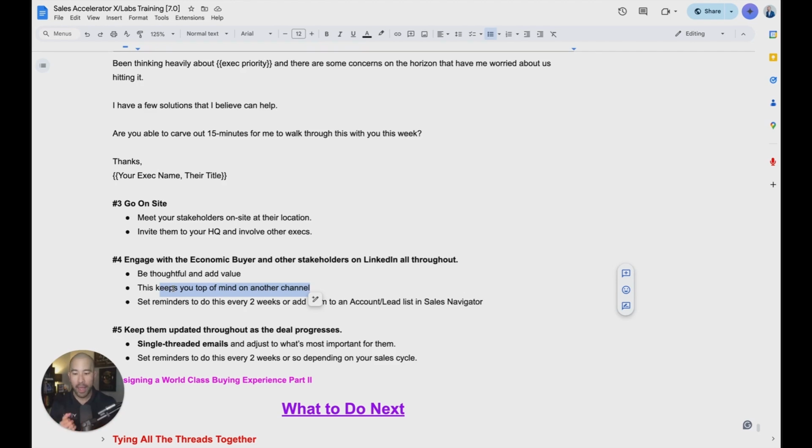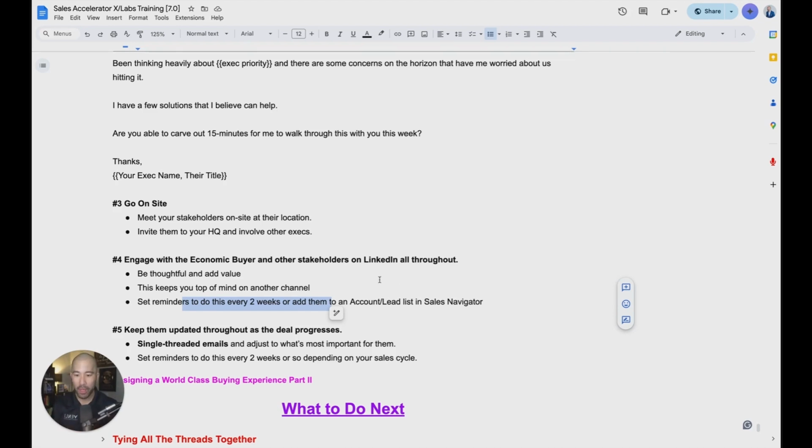All right, and then you want to set reminders every 2 weeks or so. This way you remember to do this, and you can do it on your Google Calendar. You can do it in your reminders. If you have an outreach tool, like Outreach, you can have it set in there. You can have it in your Salesforce, your HubSpot, your CRM as reminders for each stakeholder. You want a way to do it. You can have it in your account lead list and Sales Navigator, so it shows up in your sales feed. My point is, you just need a system to be consistent with that. That's it.